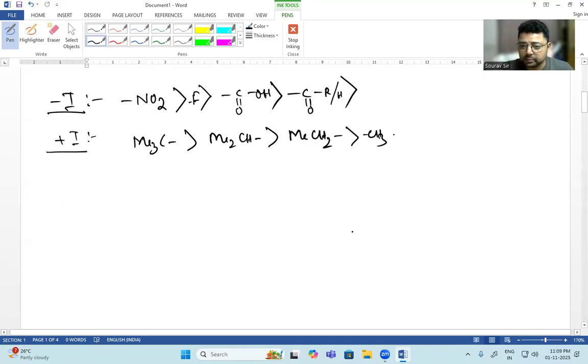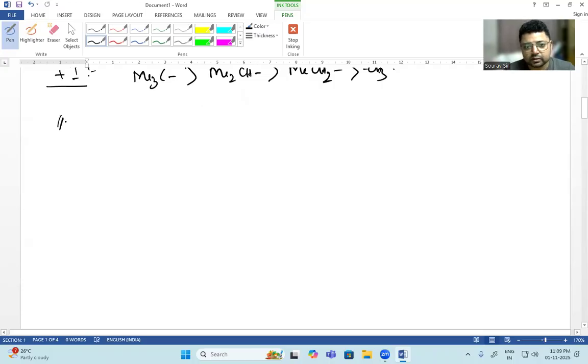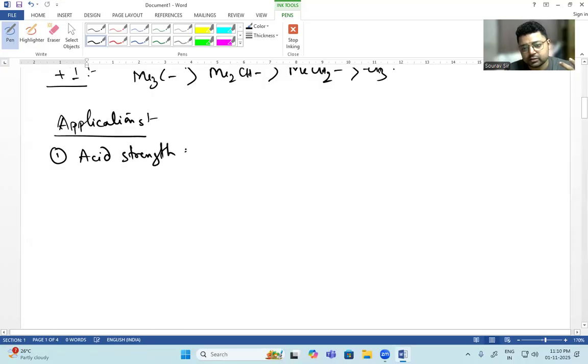So, what are the main applications of this inductive effect? At first, we will know about the acid strength of any carboxylic acid. Suppose we are going to learn about the acid strength of carboxylic acid.